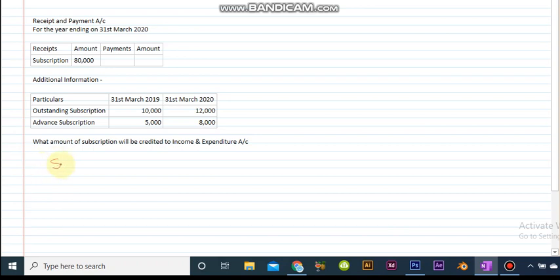As we know that the income and expenditure account is prepared on accrual basis, so it will record only that subscription which is related to the current period of time. That means for the year ending on 31st March 2020. So we will begin with the subscription received as per the receipt and payment account, which is rupees 80,000.